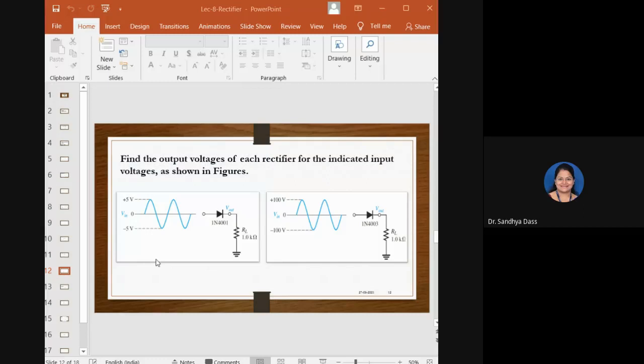Now, next poll question. Answer this. Find the output voltages of each rectifier for the indicated input voltages as shown in the figures. And I'm expecting answers. Find the peak output voltage for the rectifier for the indicated input voltages. What is VP out for both the cases is the question.